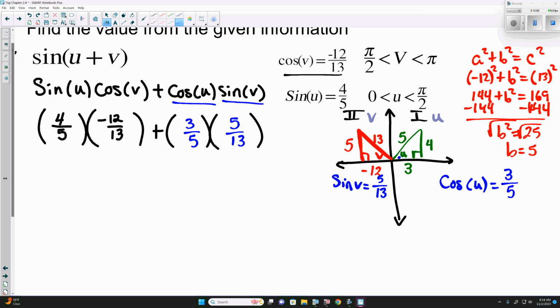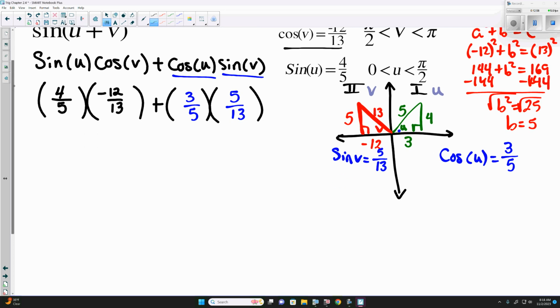Now at this point, we could type this entire thing into the calculator, as we have it here. If we did this by hand, we'd multiply these together. 4 times negative 12 is negative 48. 5 times 13 is 65. Plus.